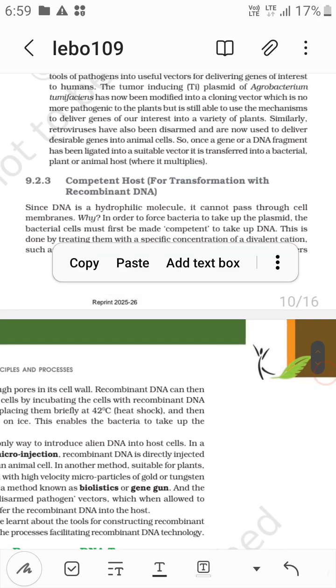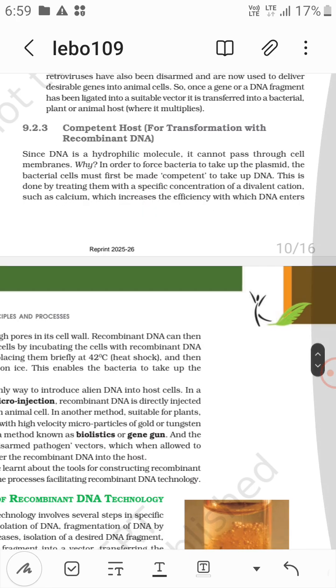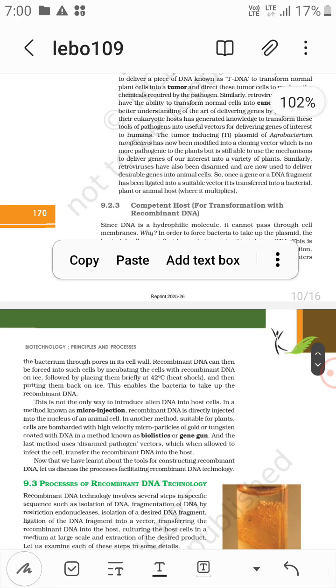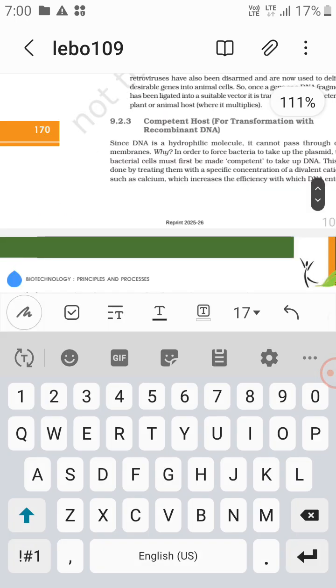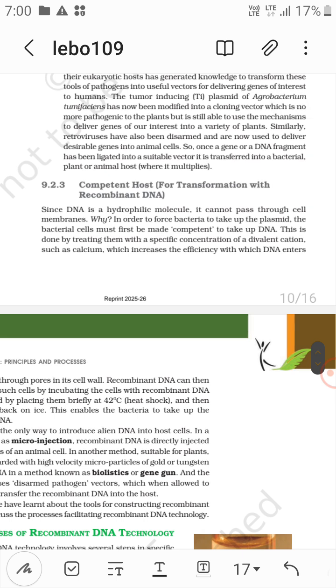Okay, so the competent host for transformation with the recombinant DNA. Since DNA is a hydrophilic molecule, it cannot pass through the cell membrane.